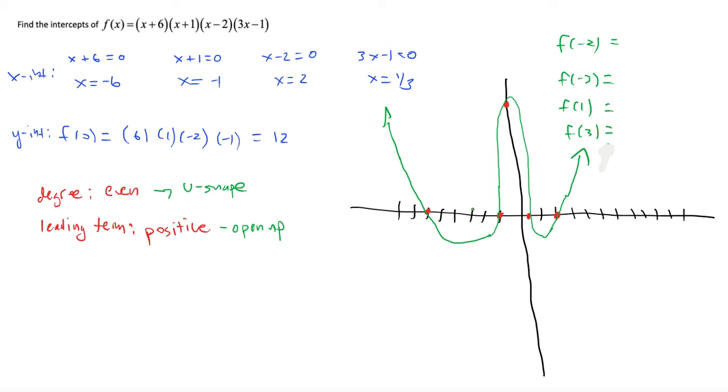Now, once again, I want to mention this is just a rough sketch. If you actually graph this on a graphing utility, it's not going to look exactly like this, but we should have the same x-intercepts, the same y-intercept, and the same end behavior.